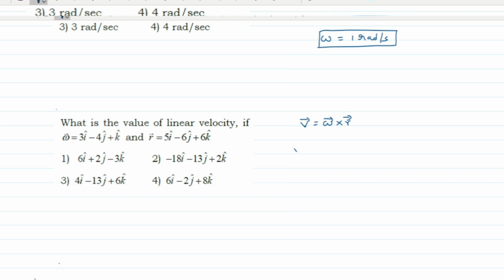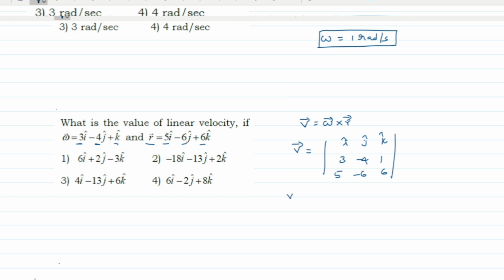By using the determinant rule, V bar will be equal to, first you have to take the Cartesian coordinates, that's nothing but i cap, j cap, k cap. Here the omega components you can take as 3, minus 4 and plus 1, and the R bar components you can take as 5, minus 6, plus 6.